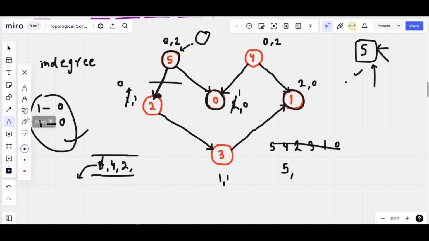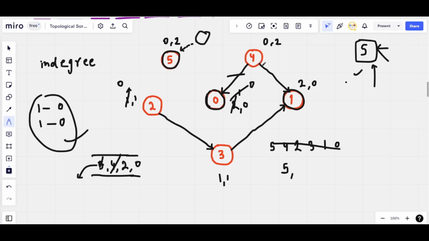So let's just unmark these edges here. We don't have these edges at this point. Then we will process node number 4. We pop node number 4, which is this one, and move to its adjacent nodes. One of the adjacent nodes is node number 0, and we simply remove this edge. The in degree becomes 0, so now we push node number 0 into the queue.